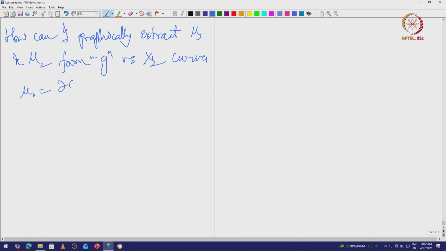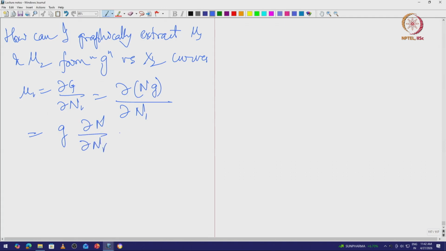So, let us go back to mu1, which is dou G by dou n1, that is dou n small g by dou n1. Capital G is n small g, that is how we define small g. Now, I will just do by parts: dou n by dou n1 times g plus n times dou g by dou n1. Remember that g is just dependent on x2, it is not dependent on capital N.